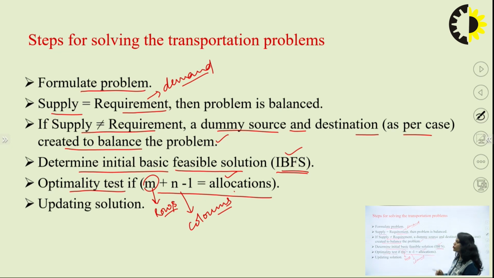Minus 1, it should be equal to the total number of allocations. Then we will update our solution. So, these are the different steps that we are going to use in solving the transportation problems.